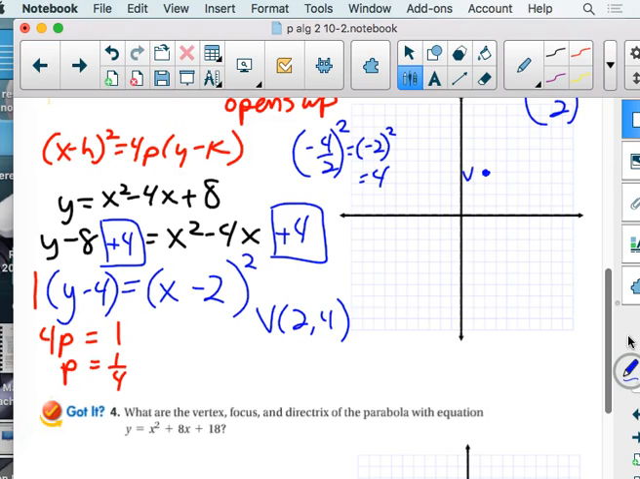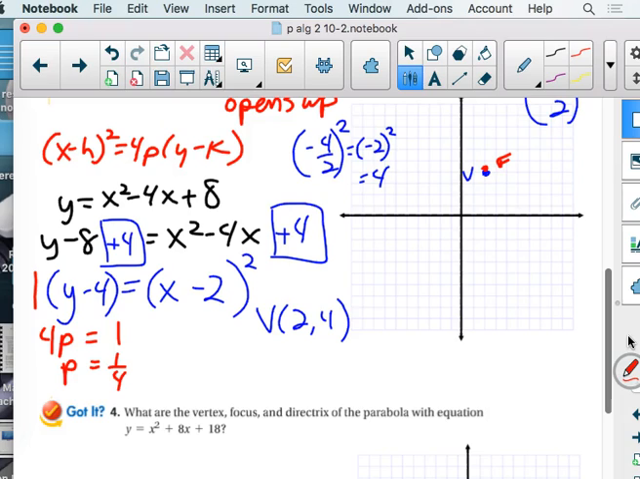My focus is something that my parabola has to wrap around. And right away we knew this opened up. So that means I have to go 1/4 of a unit up. And that's where my focus will be. Oh boy, this is going to be a tight squish. Right there is my focus.